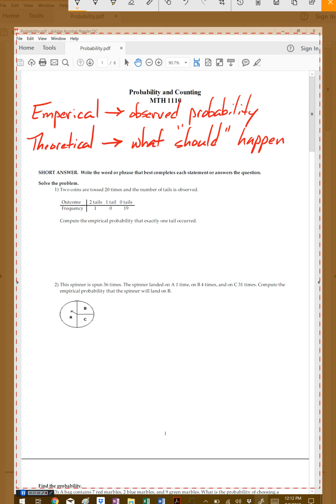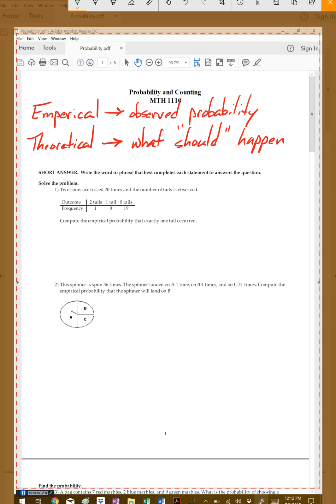So what you have here is just a frequency chart. It says 2 coins are tossed 20 times and the number of tails is observed. The 3 possible outcomes that you have there are 2 tails, 1 tail, and 0 tails. And then it asks us to compute the empirical probability. So again, if they want empirical probability, they're going to actually ask for empirical probability.